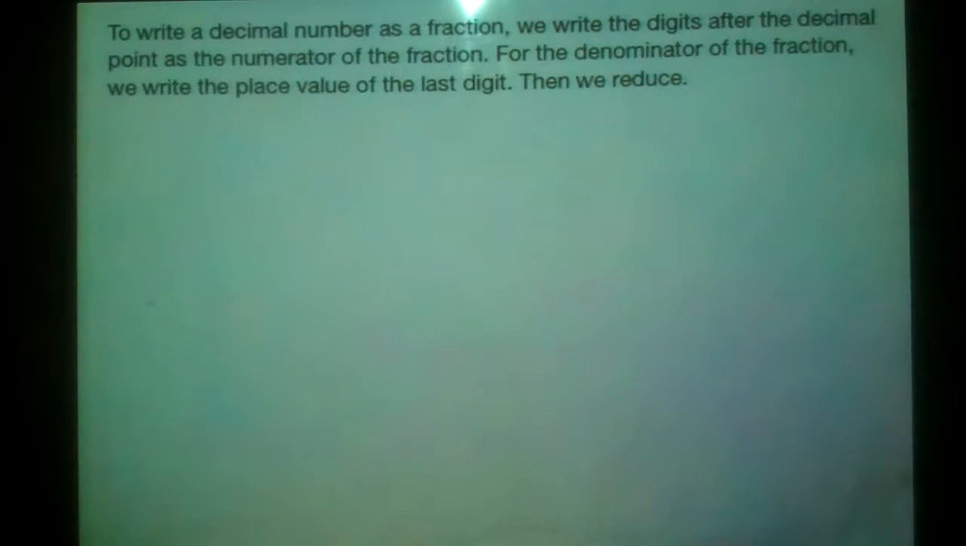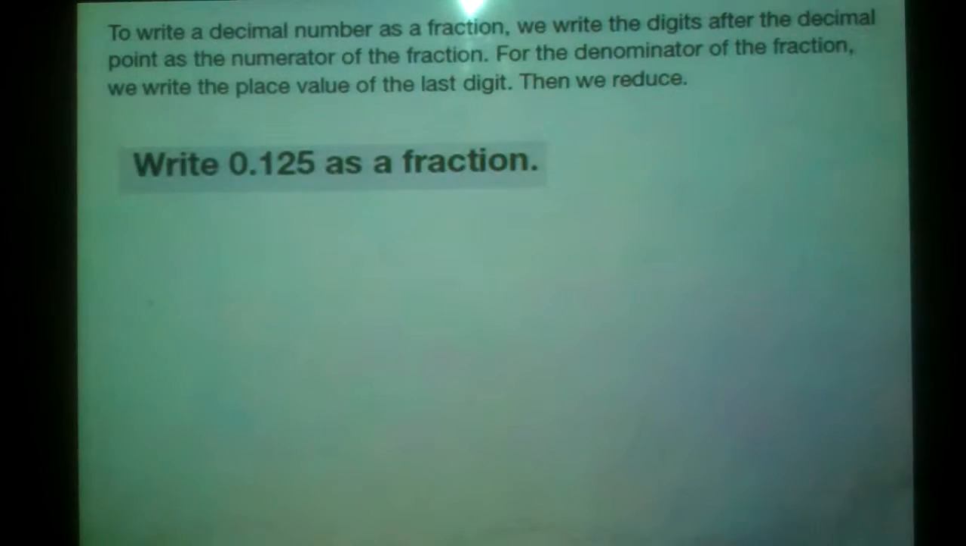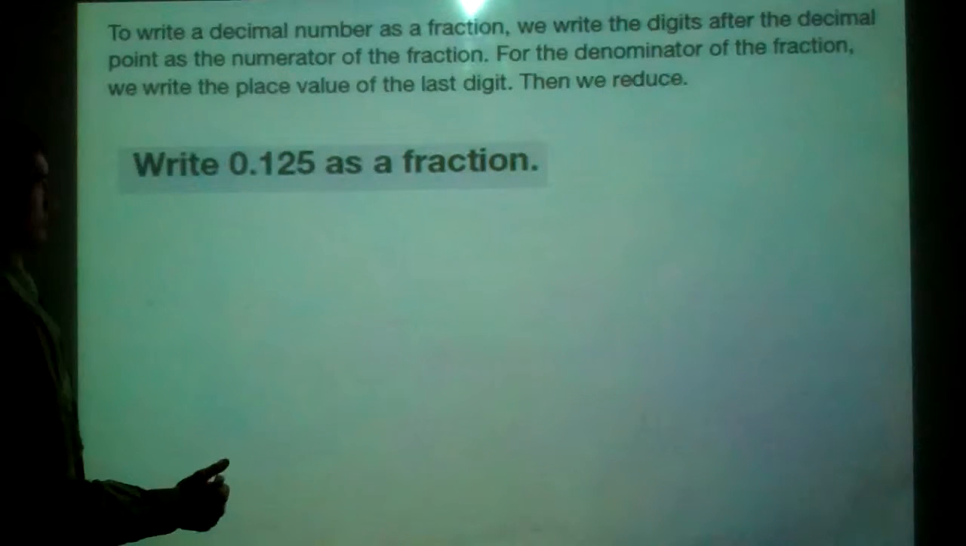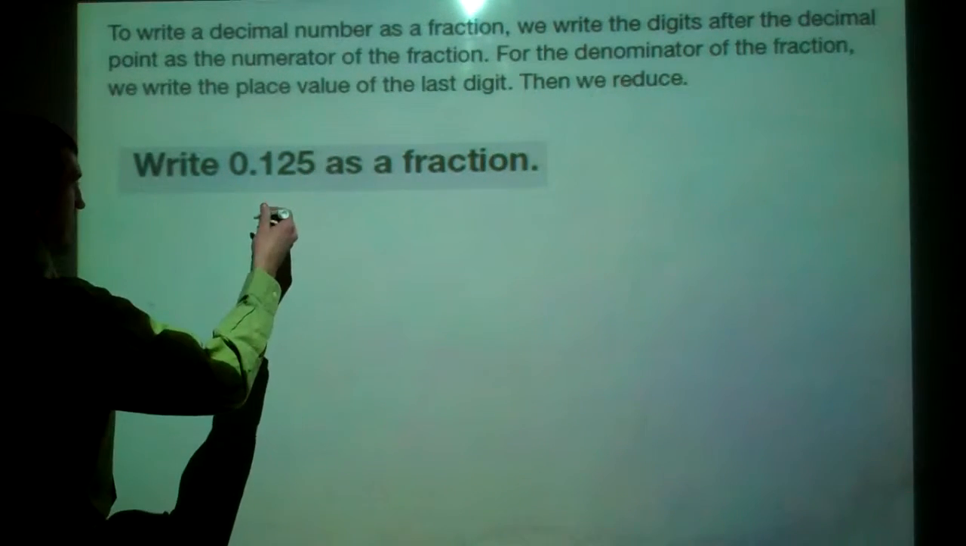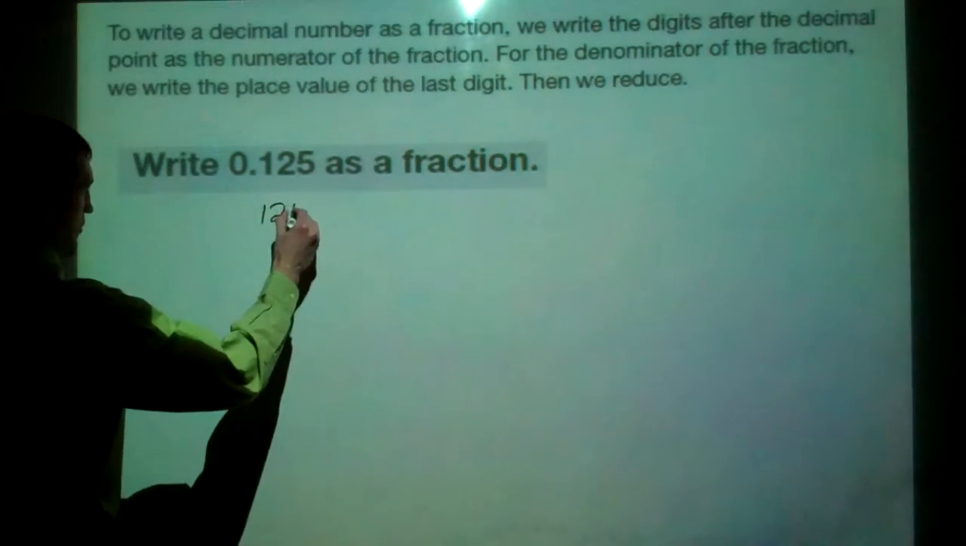Alright, so it says to write a decimal number as a fraction, so we're converting a decimal to a fraction first. We're going to write the digits after the decimal point as the numerator of the fraction. So let's just take a look at this example first of all. For the numerator, we write the digits after the decimal point, so that would be 125. That's our numerator, 125.